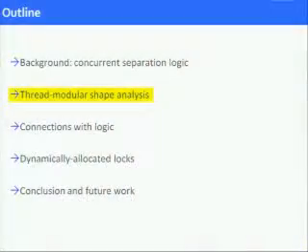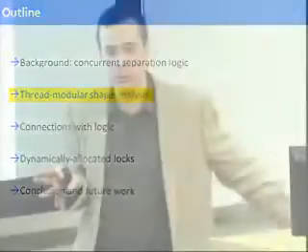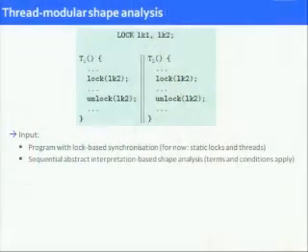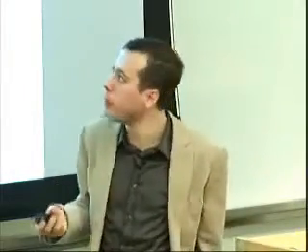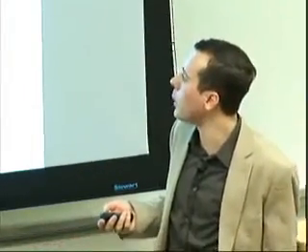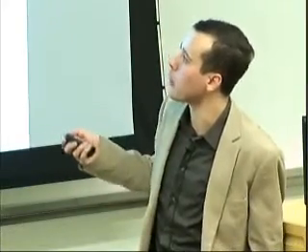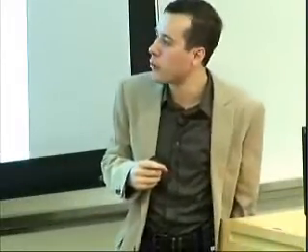OK, so now given this idea of reasoning about concurrency, let's try to design an automatic tool that uses this principle. So what I'm going to show you is an analysis that takes as an input a concurrent program with lock-based synchronization. So for now, I'll assume that we have static locks and threads. That is, the program looks like this.